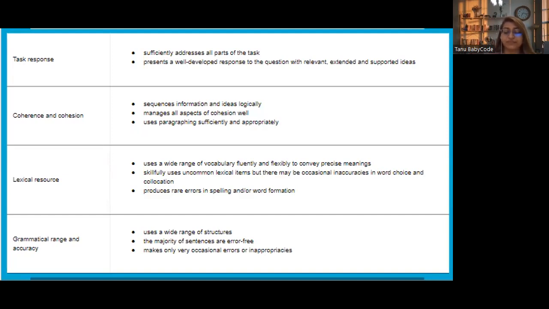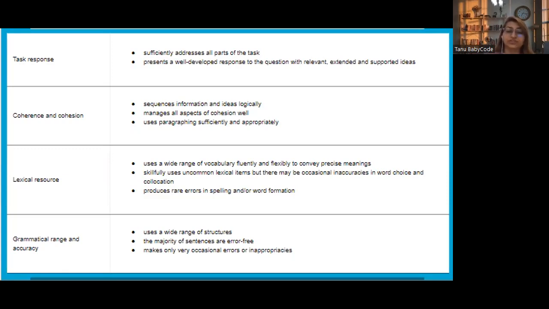Now, when it comes to band 8 of writing task 2, task response in band 8 says that you sufficiently address all parts of the task. Then next, you present a well-developed response to the question with relevant, extended and supportive ideas. So for getting band 8 in task response, you need to sufficiently address all parts of your question. Once you address them, you have to develop a well-developed response, which is relevant also, and you have an extended, expanded answer also, and you include your supporting ideas also, right?